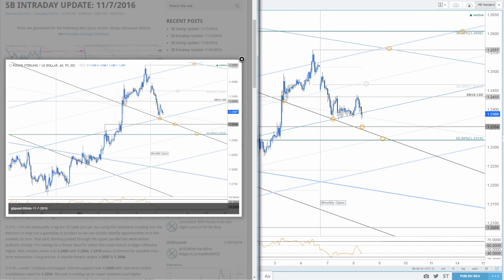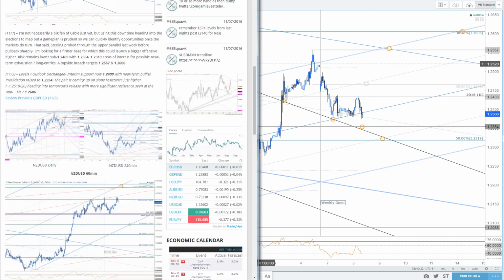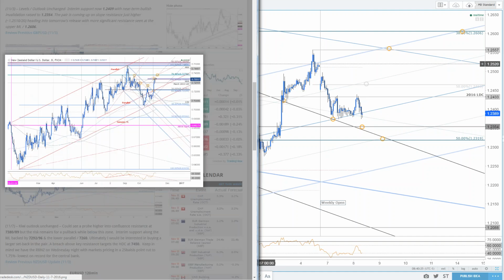Okay, so that was number 3. Kiwi Dollar, number 4. Here is what Kiwi looked like last night. I kind of just wanted to highlight this key range. It's still continuing to hold.